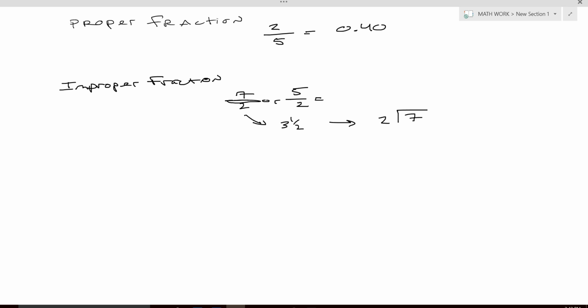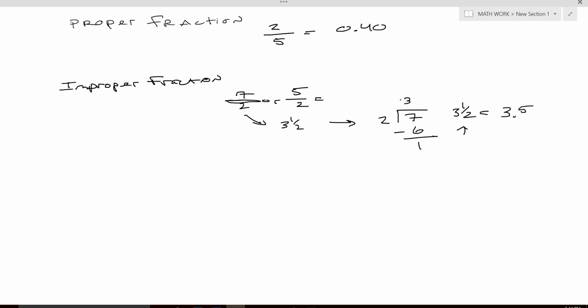So 2 goes into 7 how many times? 3. 3 times 2 is 6. We're going to subtract that. So it's going to be 3 and 1 half, as we had stated. So that's a mixed number at this point, by the way. Or we can simply say that this is 3.5 in its decimal form.